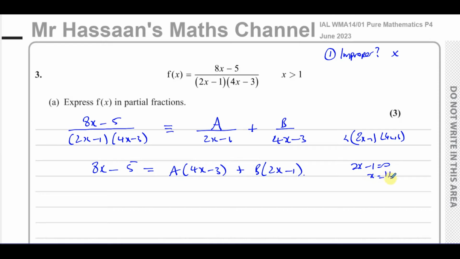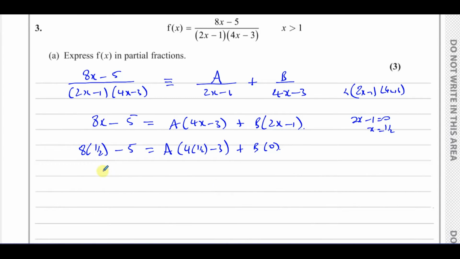So if I substitute x equals a half, it's not going to make this very complicated, because 8 times a half is 4. That's easy. 4 times a half is 2, which is not bad. And of course, this is going to become B times 0. So you're left with 4 minus 5 equals A times (2 minus 3). So you'll end up with minus 1 equals minus A. Therefore, A is equal to 1.